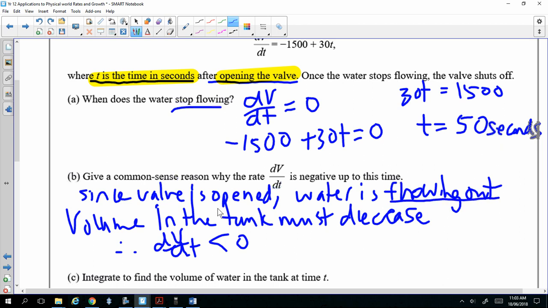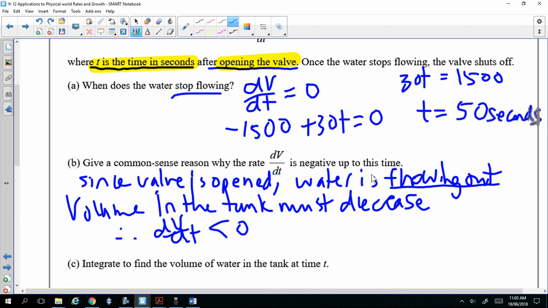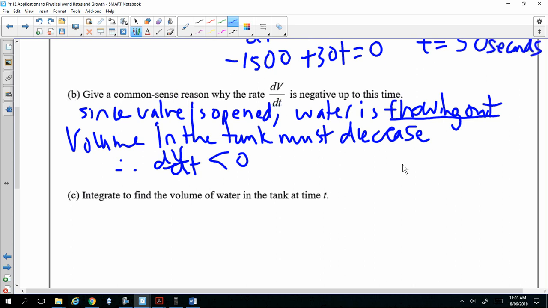All right, now we're going to integrate to find the volume of water in the tank at time t. So to find the volume, we have to integrate. So write V equal to the integral of this. So when you find a quantity, we integrate the rate. Okay?